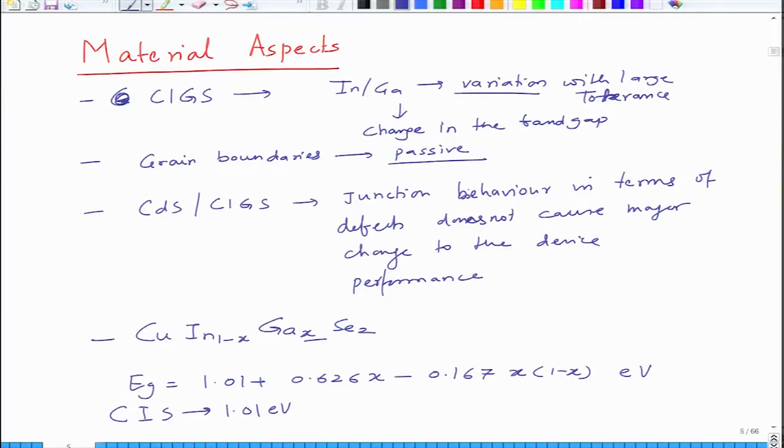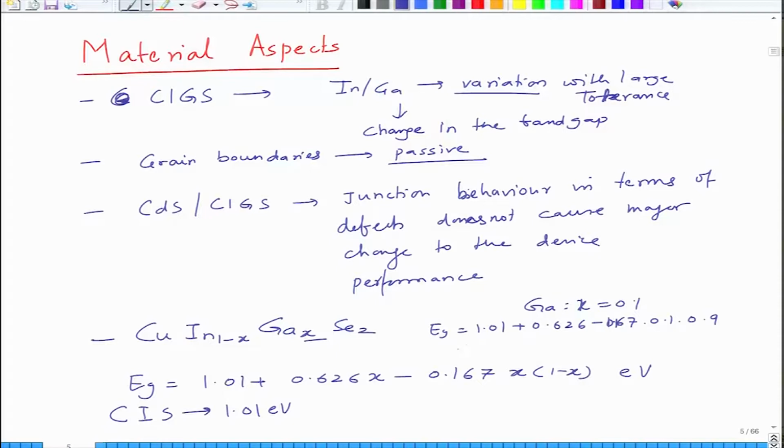So for instance, if you take gallium to be 0.1 or x to be 0.1, the band gap could be 1.01 plus 0.626 minus of 0.167 into 0.1 into 0.9.